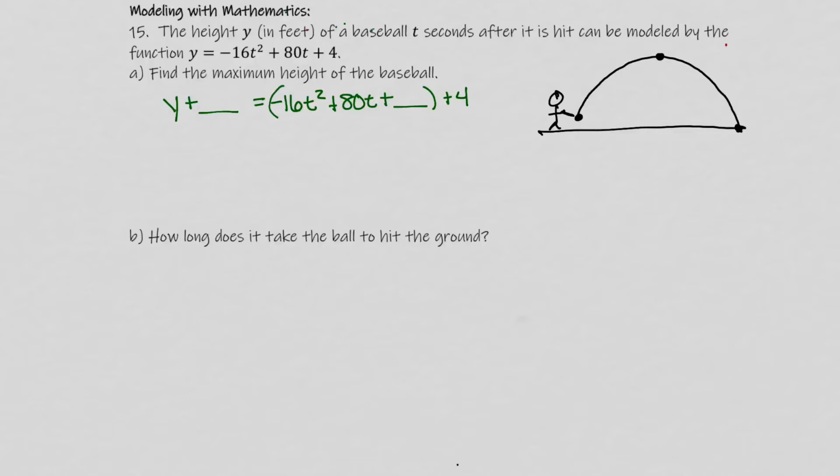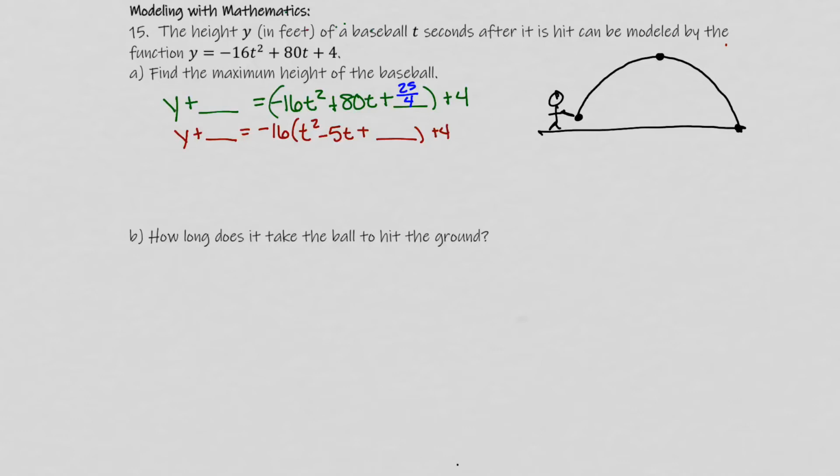The only problem is I have that 16. I can't have that 16 there. So we're going to divide both of these terms by 16, and I end up getting t squared minus 5t plus some number. We don't know what that number is we're adding. So we take that 5, we half it, and we square it. We half 5, and we get 5 halves. Got my words mixed up. And then I square that, and I end up getting 25 over 4.